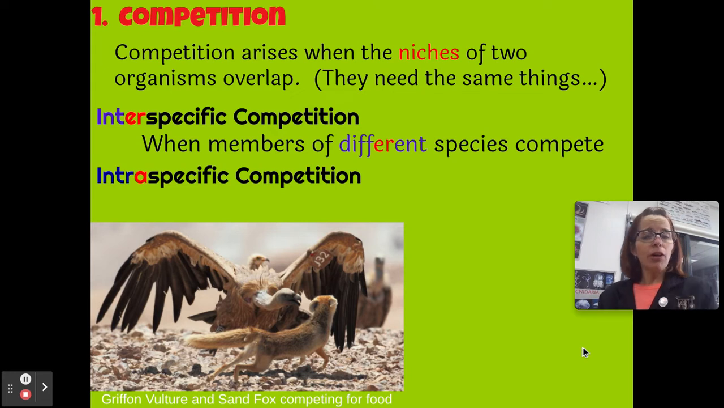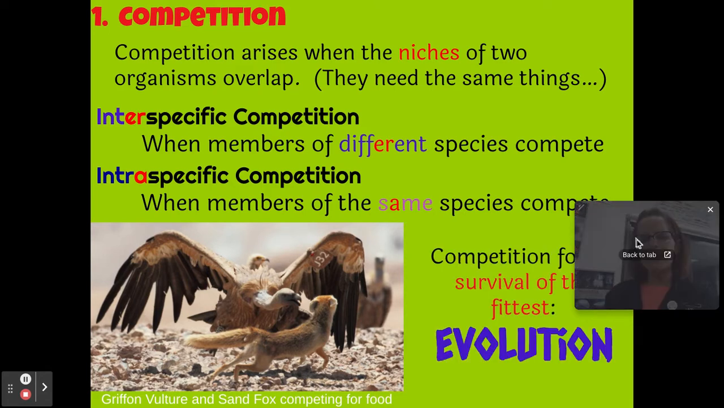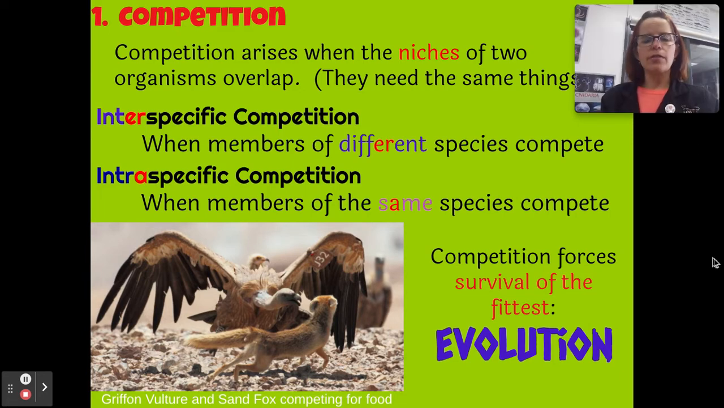However, you can also have competition of organisms within the same species. So that's called intraspecific competition. That's when you have the same species competing. For example, maybe some male lions would compete with one another for the right to a pride of females and getting to father the next generation of cubs. And so that's called intraspecific competition. Competition is what forces survival of the fittest and what we think of as evolution.